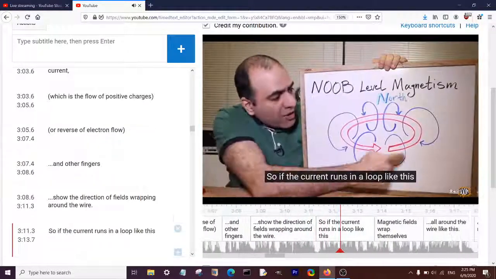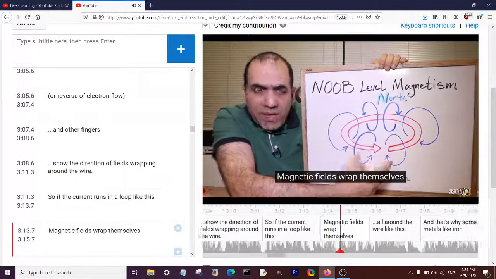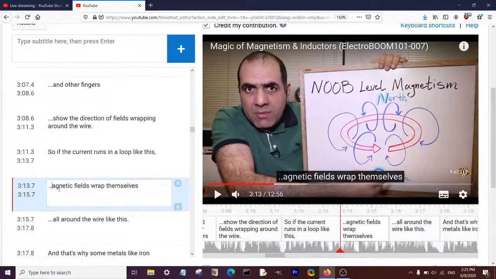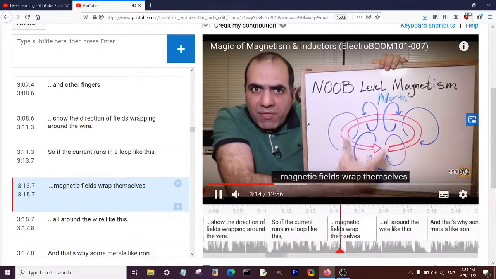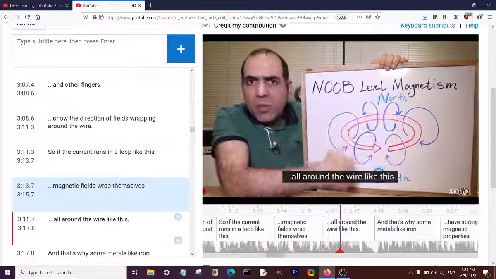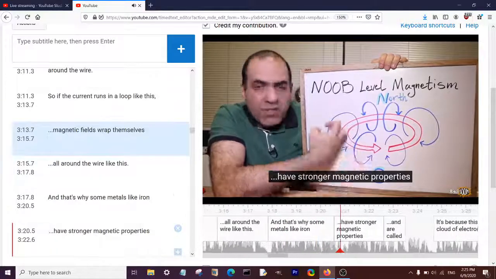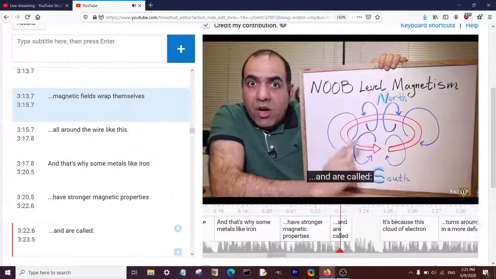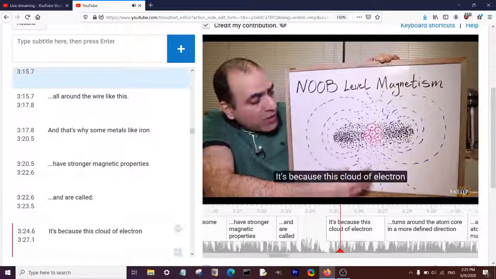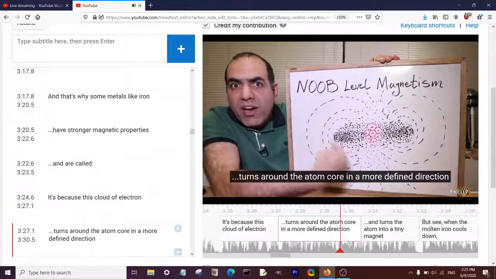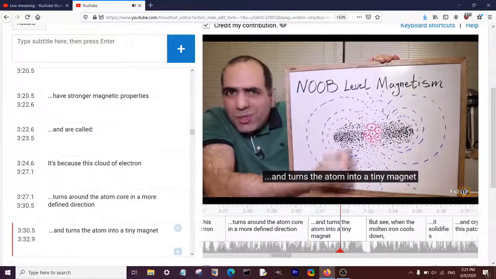So if the current runs in a loop like this, magnetic fields wrap themselves all around the wire like this. And that's why some metals like iron have stronger magnetic properties and are called ferromagnetic. It's because this cloud of electrons turns around the atom core in a more defined direction and turns the atom into a tiny magnet.